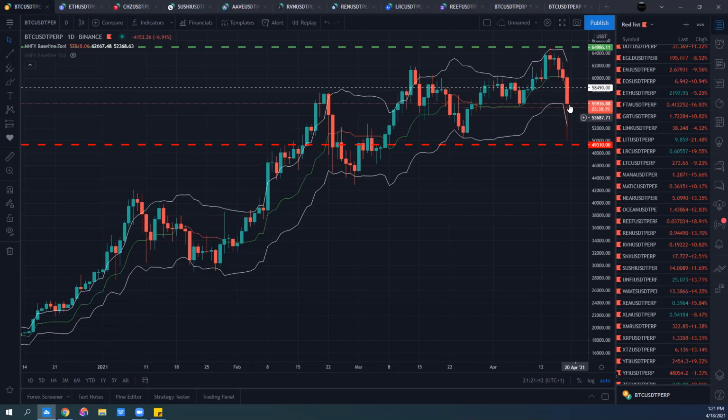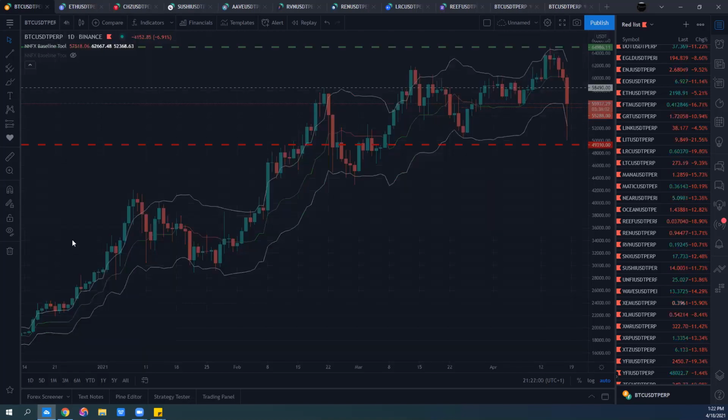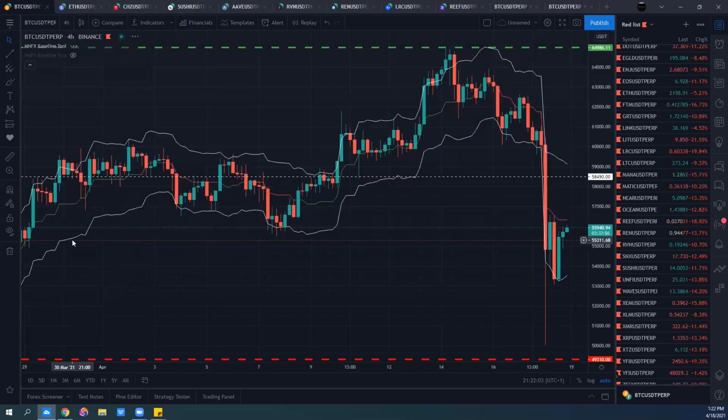Now let's assume price closes. We are already close to the close of the day. Let's assume the market is closing in the next, let's say, 3 hours. Let's change the time frame to 4 hours, and look at the behavior of the price in this channel. Look at it. Can you see?